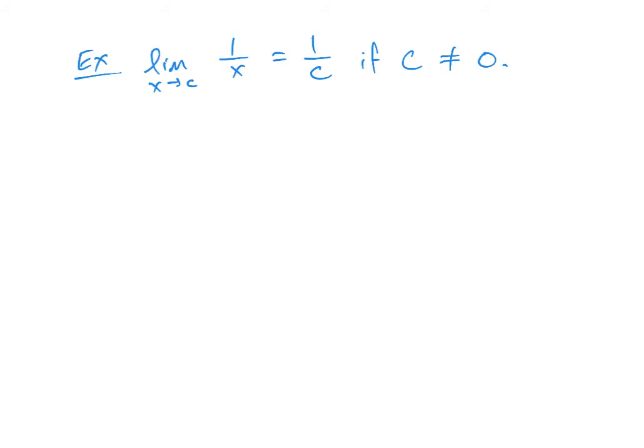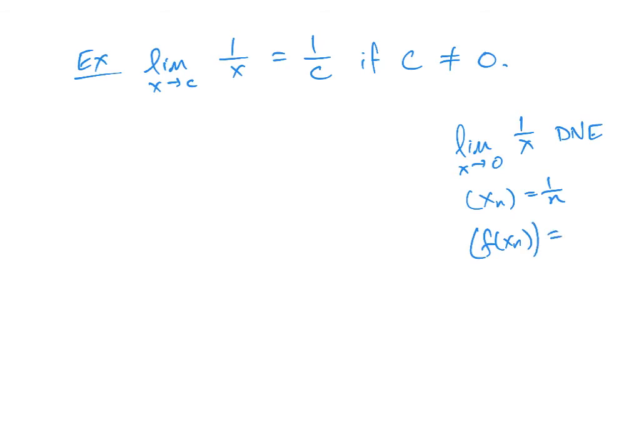What is, we know how to do this. What happens when we try and take the limit as x goes to c? It blows up. So it does not exist. Because, for example, you take the sequence x_n equals 1 over n, then our sequence of function values would actually be the sequence n, which does not converge.